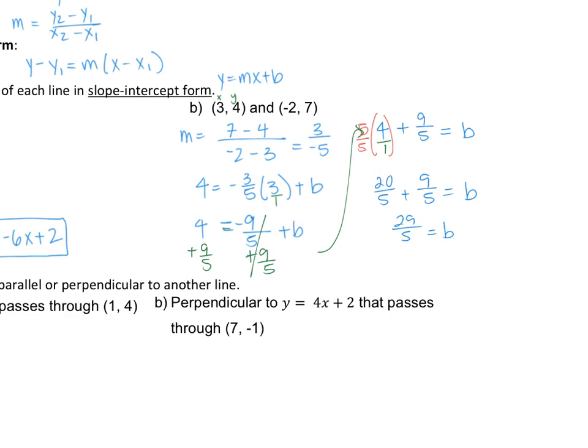So in this case, I'm going to write out my equation now. My equation is y equals m. My m in the beginning was 3 over negative 5, so negative 3/5, x plus my b, which is 29 over 5. And so that there is my linear equation. That one was a little bit tougher, guys, so I hope you hung in there.